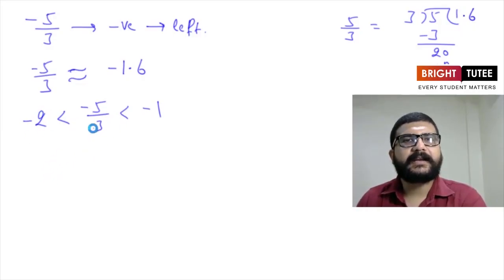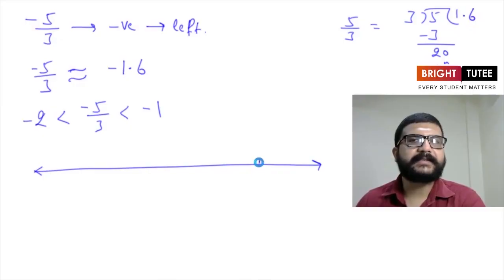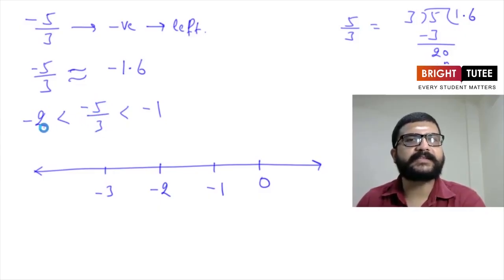So now we have to plot minus 1 and minus 2 on the number line. So let's do it. Let's say this is the number line. Now let's say this is 0 here. Now this one will be minus 1, this is minus 2 and this is minus 3. It is going on like this. Now the number is minus 5 upon 3 and it is lying between minus 2 and minus 1. So it will be somewhere here. Now what is the exact position of this number?